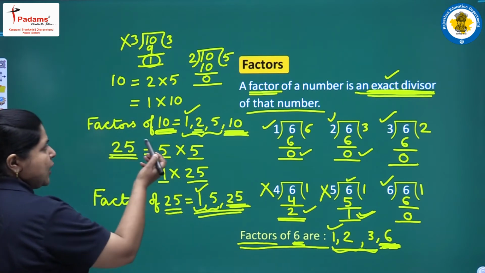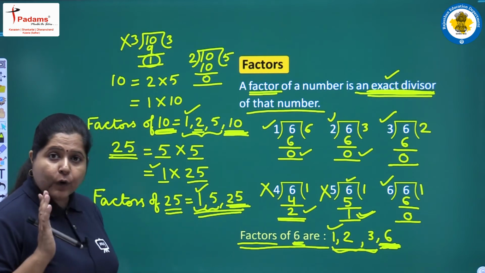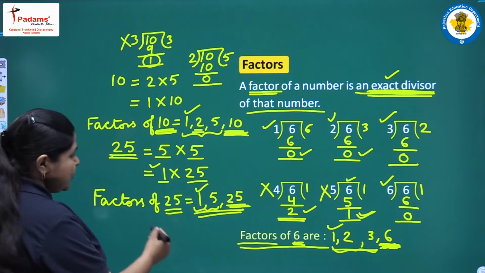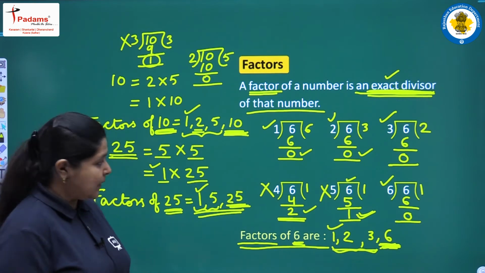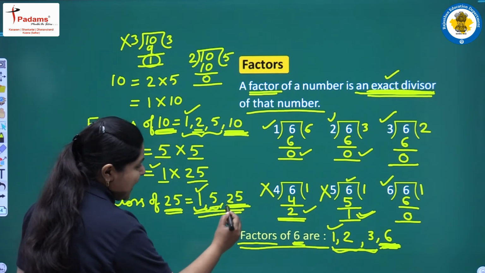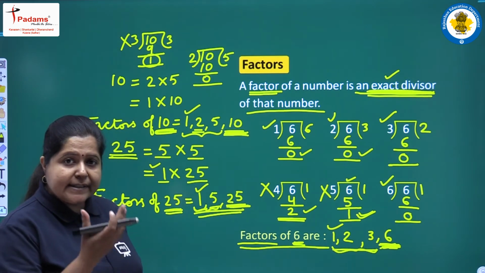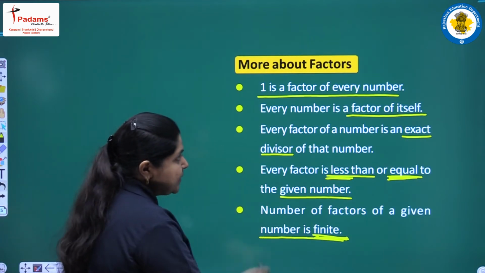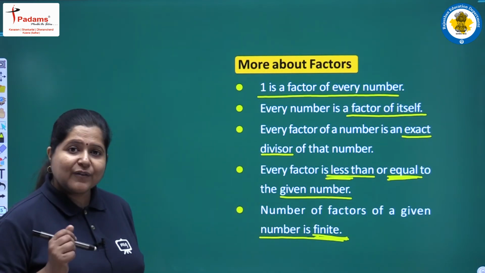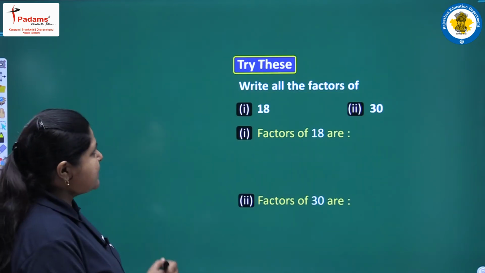Here also we can count the factors of 10. 1, 2, 3, 4. There are 4 factors of 10. Here also we can count the factors of 25. They are 3 in number: 1, 2 and 3. So by finite we mean that the number is limited. We can easily count them. So these are the major points related to factors. Now we will understand them much better with these examples.